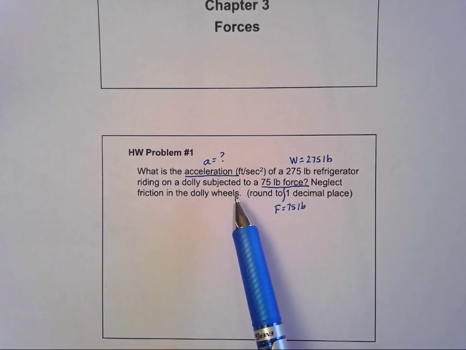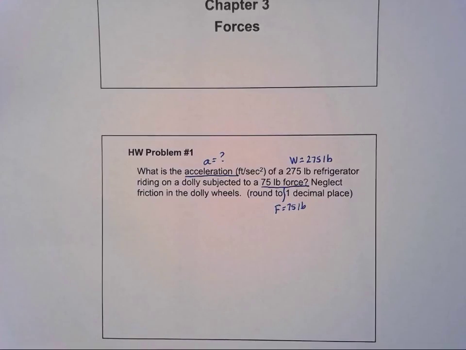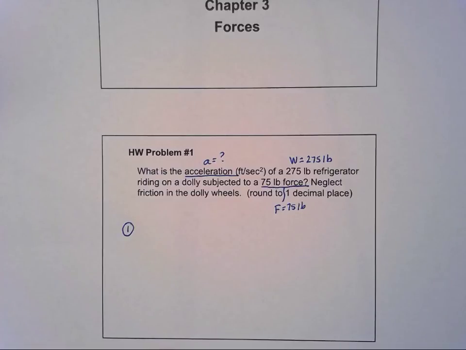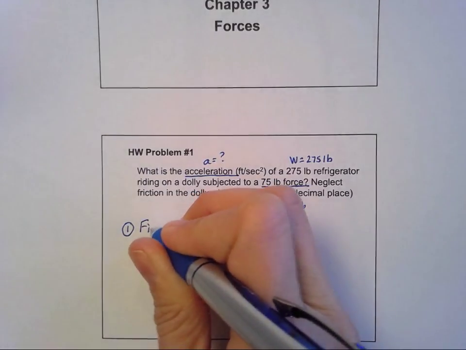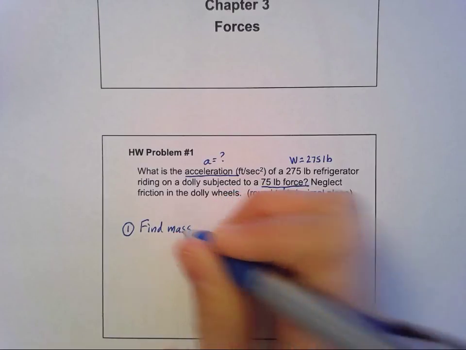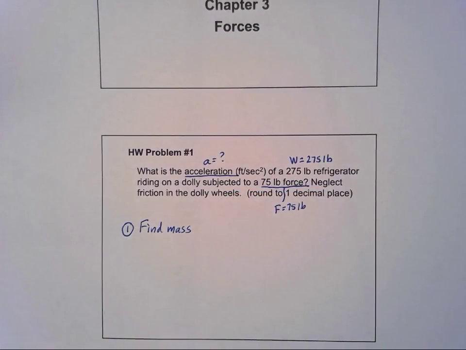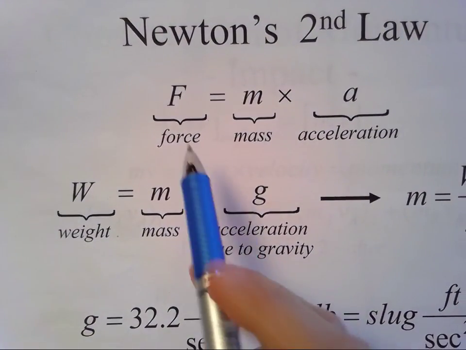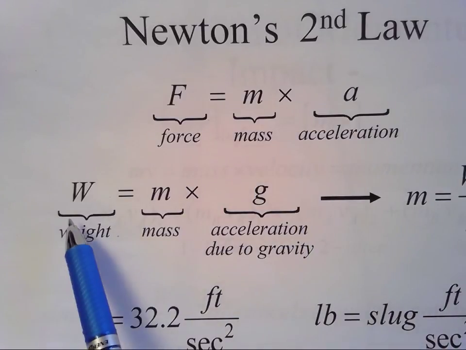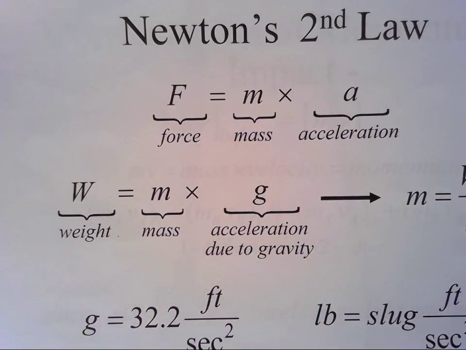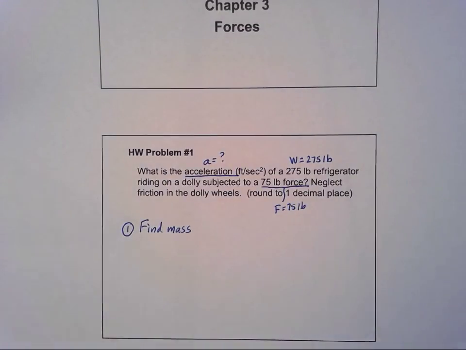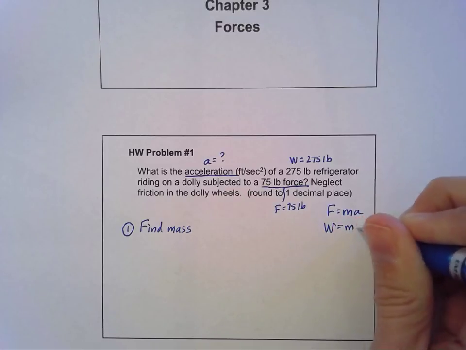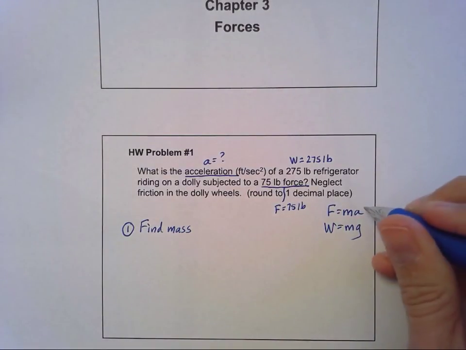So in order to solve this problem, we're going to solve it just like we did the other problems in this chapter that we talked about on Tuesday. We're going to take 2 steps here. We're going to find the mass first, because we've got 2 equations we're going to want to use when we're looking at problems like this on this Newton's second law page. We know that F equals ma and that W equals m times g. So I'm going to put those up in the corner here, that F equals ma and W equals m times g. In this equation, we're looking for this a.